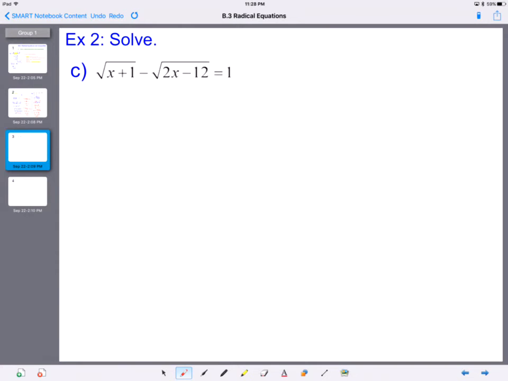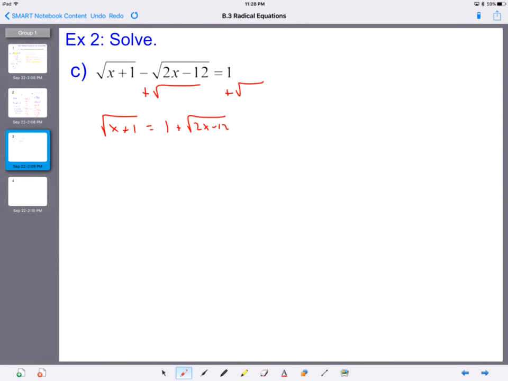So the first thing is to isolate one of the radicals. So what we can do is take this and add this square root to this side. So we will have the square root of x plus 1 is equal to 1 plus the square root of 2x minus 12.